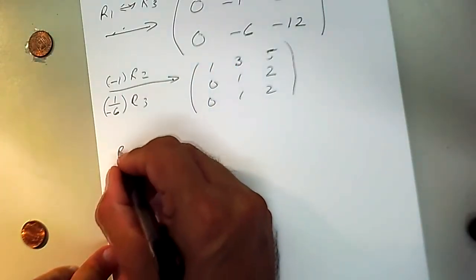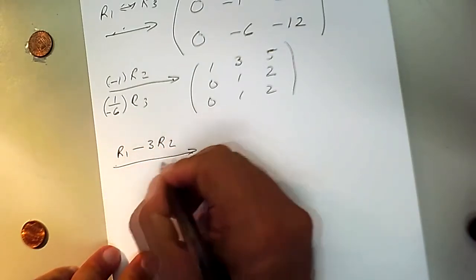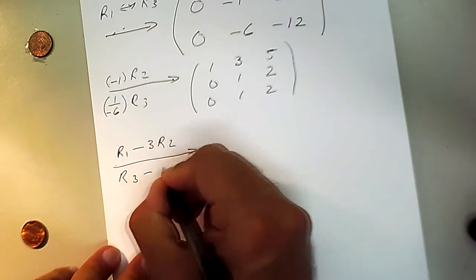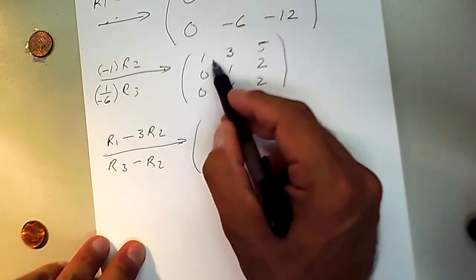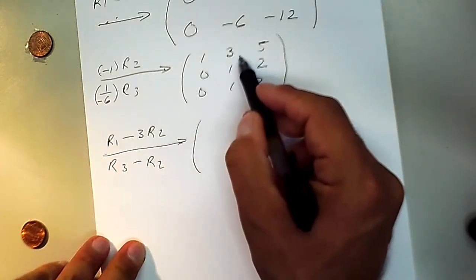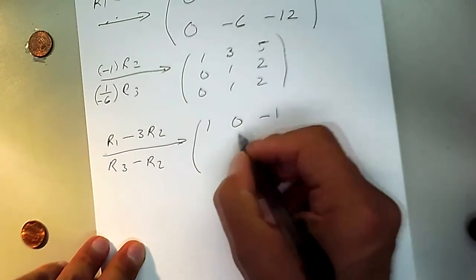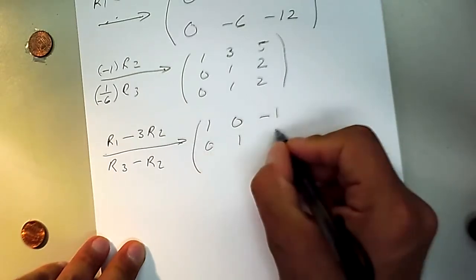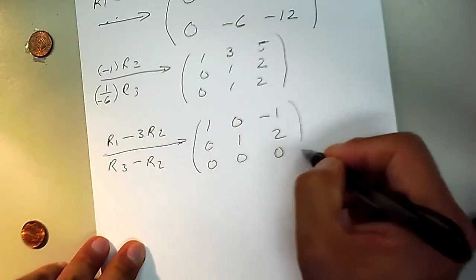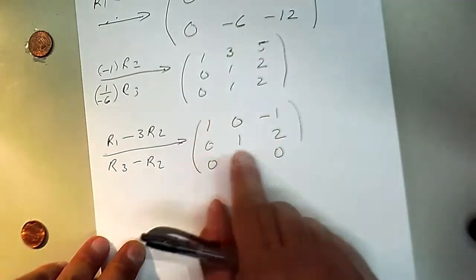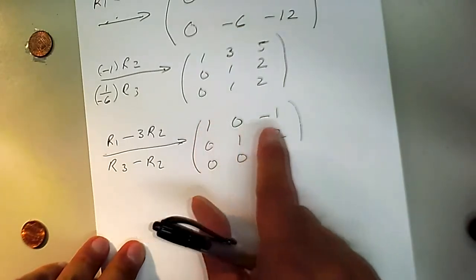So take row 1 and subtract 3 times row 2, while we take row 3 and take away row 2. And that's going to give us 1, 0, -1, 0, 1, 2. And then when we subtract, we end up with zeros. Okay, so that means we have 2 pivots. We don't have a pivot here. And that means that the rank is 2.